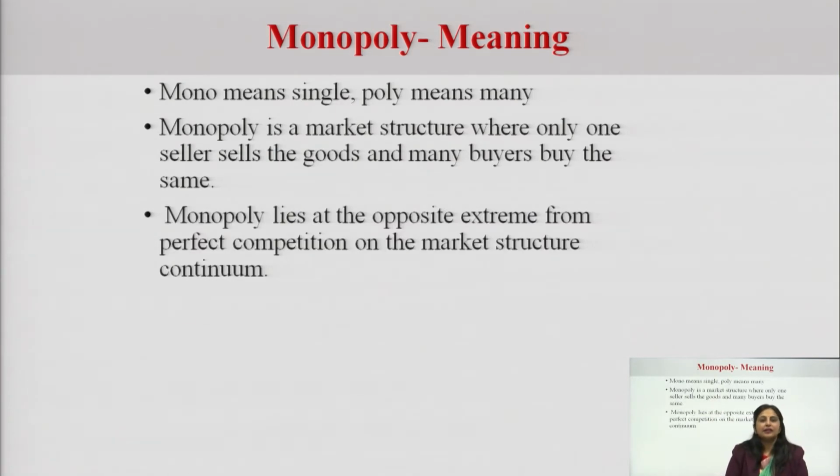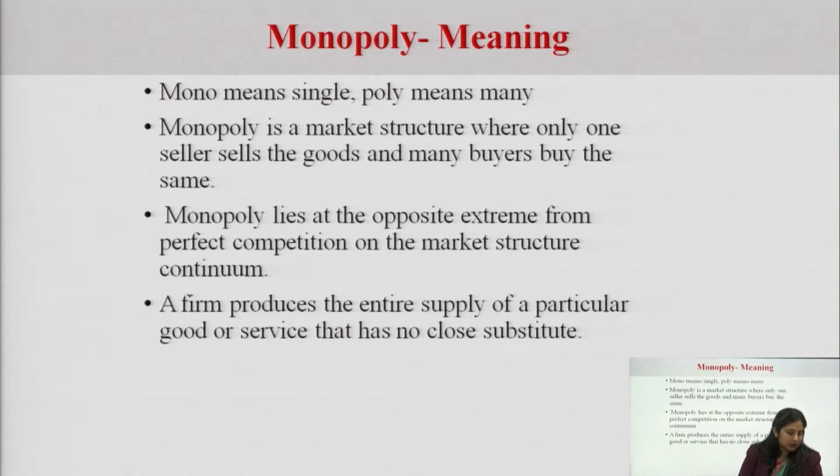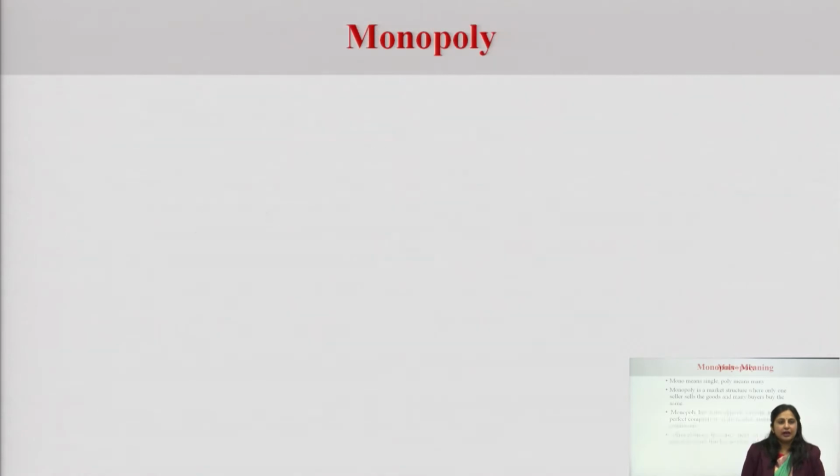As we have said, it lies at the extreme point from perfect competition, or it is the extreme opposite of perfect competition. Here the firm produces the entire supply of a particular good or service that has no close substitute. What does it mean? That the firm and the industry are the same. In the earlier class we saw that in perfect competition there is a firm and there is an industry; the firm belongs to the industry, and the total supply of the sellers was the total supply of the industry. But here the supply of the seller is equal to the supply of the industry, and the demand of the seller is equal to the demand of the industry.